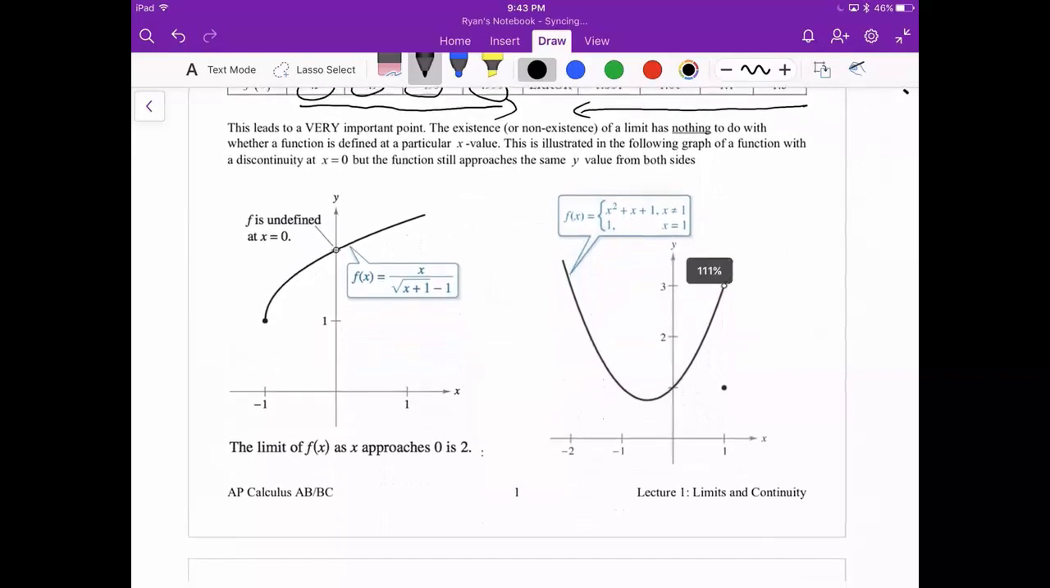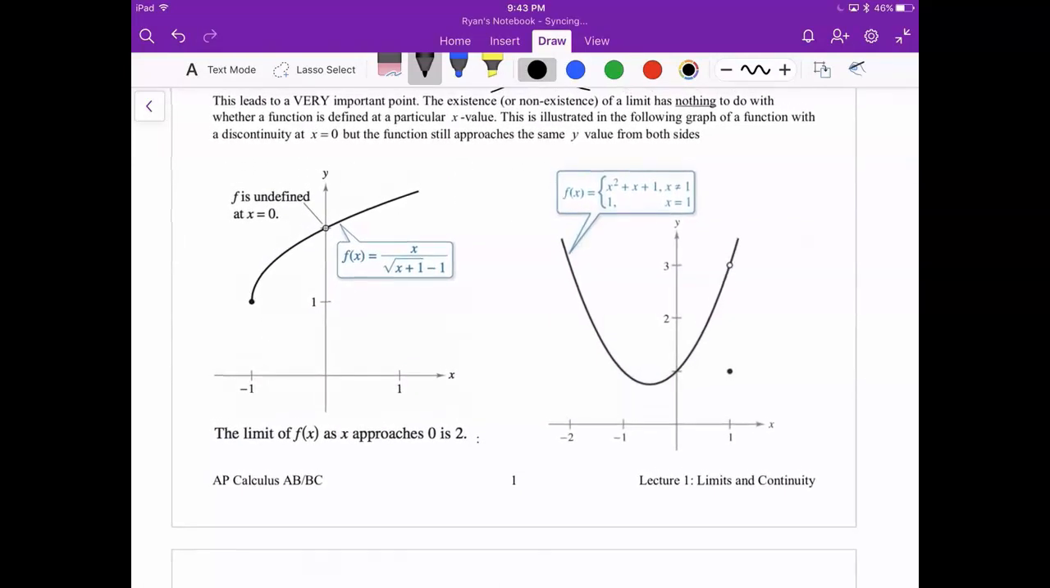And that leads us to a very important point, and you're going to hear me say this a couple of times during the first weeks of class. The point is this: the existence or non-existence of a limit has nothing to do with whether a function is defined at a particular x value. So what that means is the function value and the limit don't necessarily have to be the same. They don't necessarily both have to exist. And basically they just don't depend on one another at all. So these two pictures here illustrate hopefully what I'm talking about.